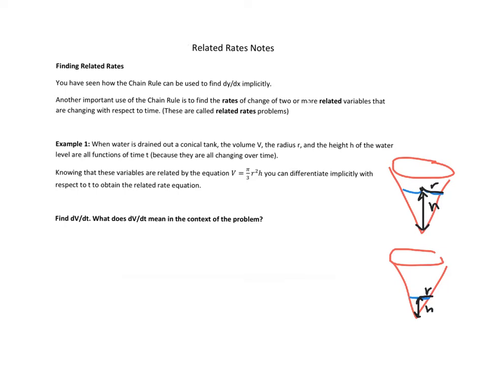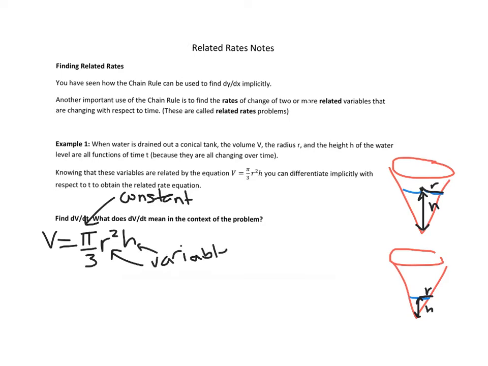So the first question I asked you was to find dV/dt, and I also asked what it means in the context of the problem. To find dV/dt, first of all, we have V equals pi over 3 times r squared h. Keep in mind the pi over 3 is a constant, but both r and h are variables. So just make sure that you know what stuff is constant and which stuff is a variable. So for dV/dt, that's what we're looking for.